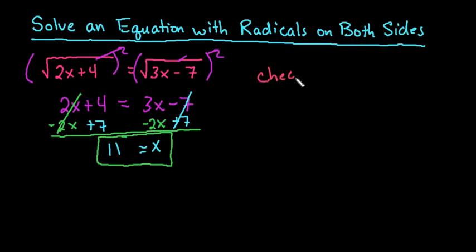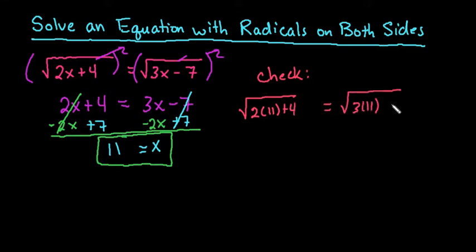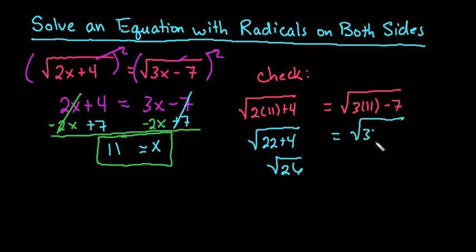So with this one, we will just plug in the 11 for both of the x's. On the left, I would have the square root of 2 times 11 plus 4. And on the right-hand side, I would have the square root of 3 times 11 minus 7. If we simplify both of those sides, this gives me 22 plus 4, which is the square root of 26. And on the other side, this would give me 33 minus 7, which is also 26. So we see that this one does indeed work, so x equals 11 is our solution.